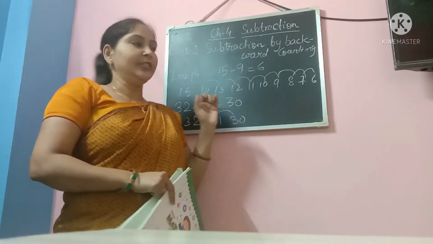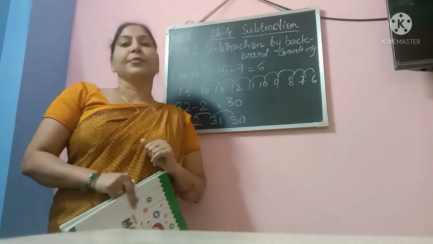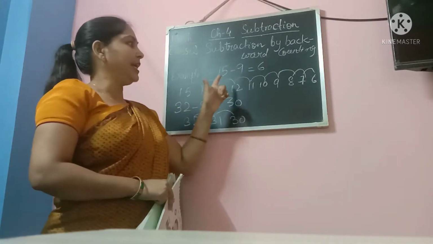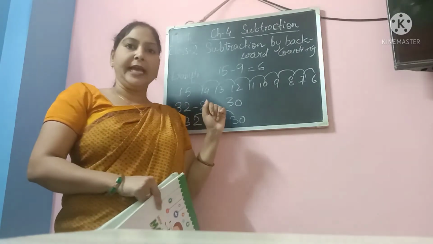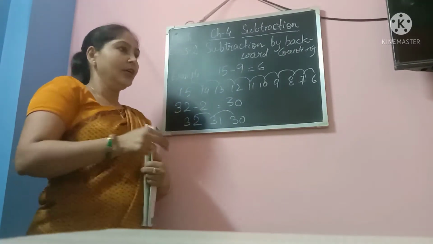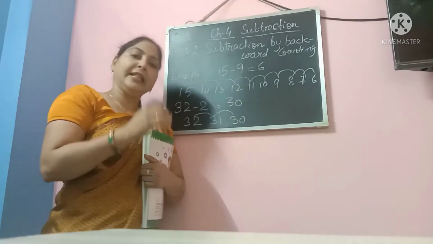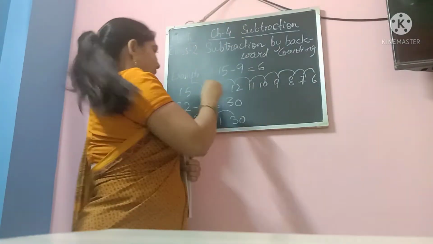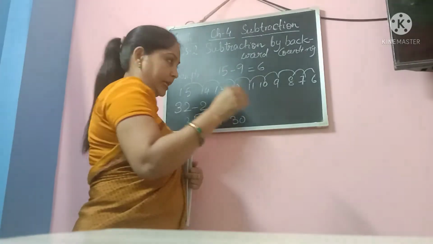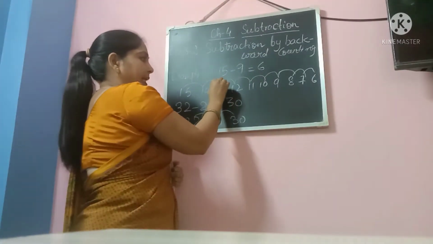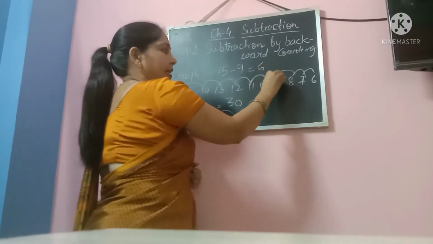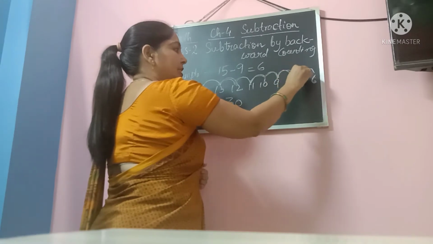As you can see here, there is one example given on the board. 15 minus 9. Now 15 minus 9 is what? Let us start from here. We will start from 15, okay, and then we will move backward. Now from 15, then it is 14. We are doing backward counting. 14, 13, 12, 11, 10, 9, 8, 7 and 6.